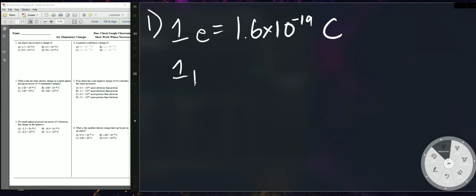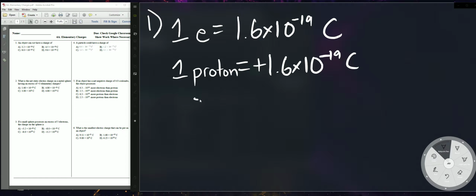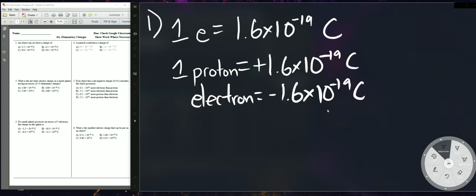And so one proton would be positive 1.6 times 10 to the negative 19 coulombs, and one electron would be the opposite of that. That's what elementary charges are. So that's literally one proton or one electron. Now, you can't really have half an electron, right? That's not possible. You can have a part of a proton, but we'll get to that later. For right now, let's just say that we can't have anything less than one proton or one electron.